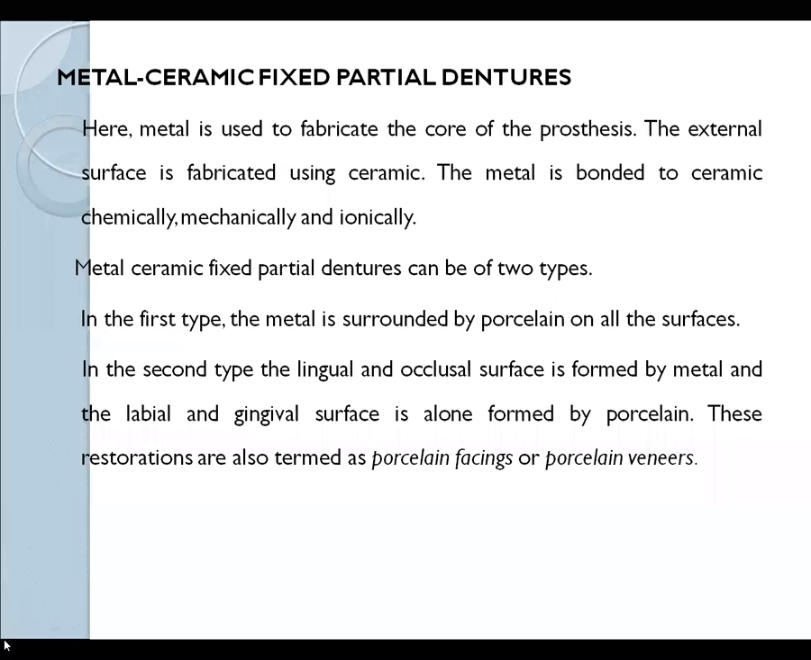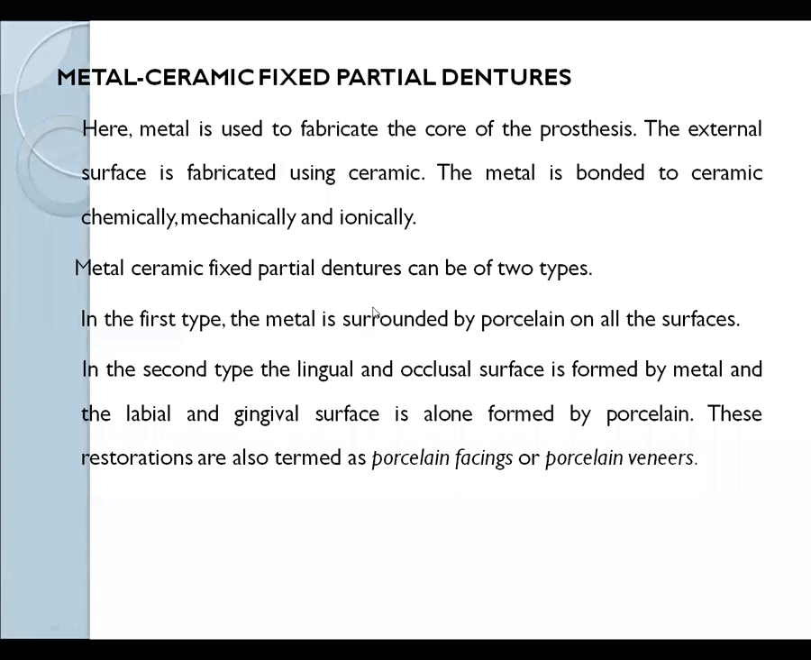Next, the metal is bonded to ceramic chemically and mechanically. The metal ceramic fixed partial dentures can be of two types. In the first type, the metal is surrounded by porcelain on all surfaces. In the second type, the lingual and occlusal surfaces are formed by the metal, and the labial and gingival surfaces alone are formed by the porcelain. These restorations are also termed porcelain facing or porcelain veneers.